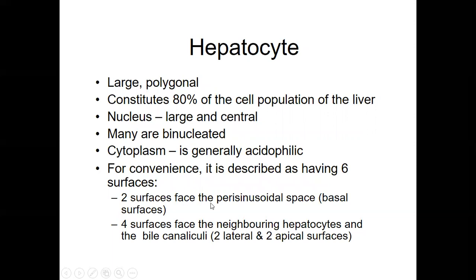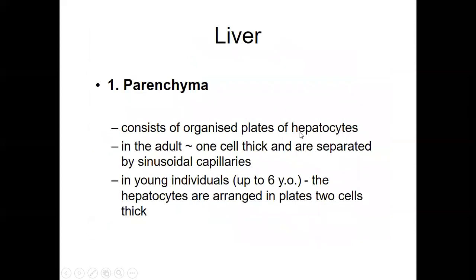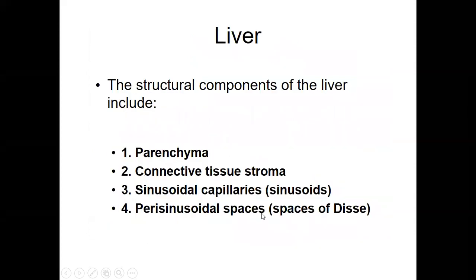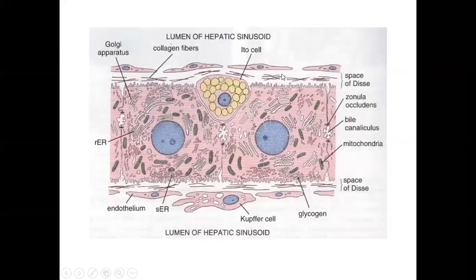Just now I mentioned the two surfaces facing toward the perisinusoidal space. What is the perisinusoidal space that I have mentioned earlier? The perisinusoidal space is the space of Disse, with the D capital letter here. You can see here, this is the space of Disse. So this surface is facing toward the space of Disse, and this surface is facing toward the space of Disse.